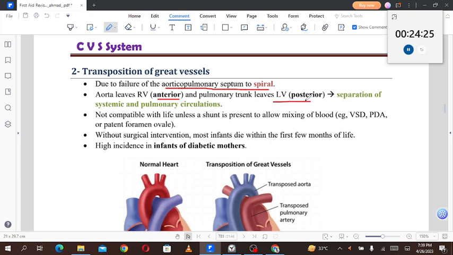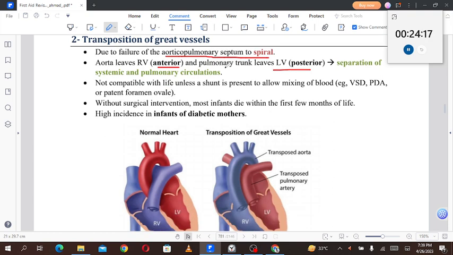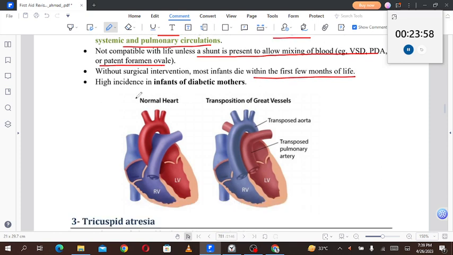No, it's not normal. Normally the pulmonary artery needs to be anterior, but in transposition of great vessels, the aorta leaves the right ventricle, placed anteriorly now, and the pulmonary trunk leaves the left ventricle, placed posteriorly. This separates the systemic and pulmonary circulations. It is not compatible with life unless a shunt is present to allow the mixing of blood, that is VSD, patent ductus arteriosus, or patent foramen ovale. Without surgical intervention, most infants die within the first few months of life. There is a high incidence in infants of diabetic mothers.